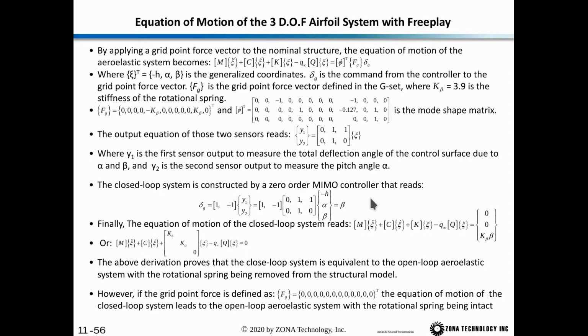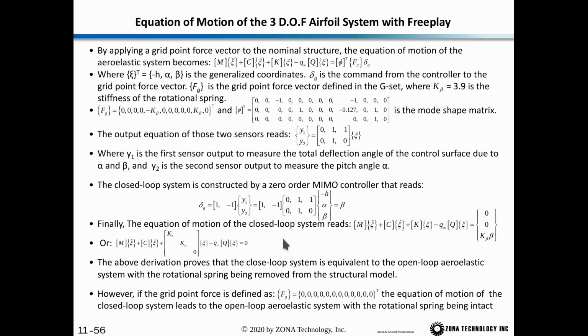And then finally, the equation of motion of the closed loop system, once we simplify these equations, is now given here. So we can see that our closed loop feedback is just k beta times beta. So when we move this term to the left-hand side, that means we subtract out the k beta times beta term from the stiffness matrix, which leaves the Freeplay model.